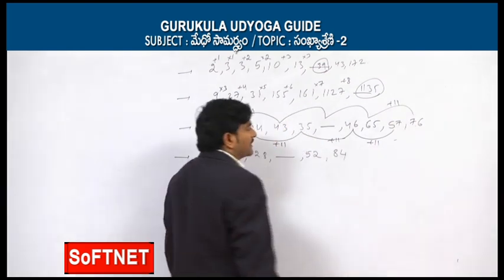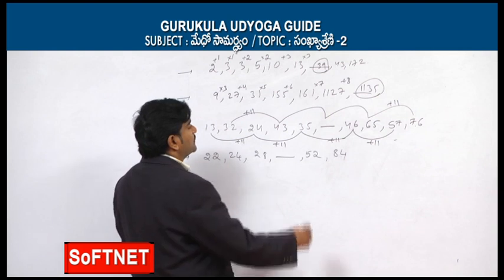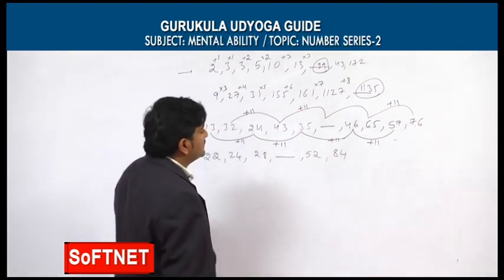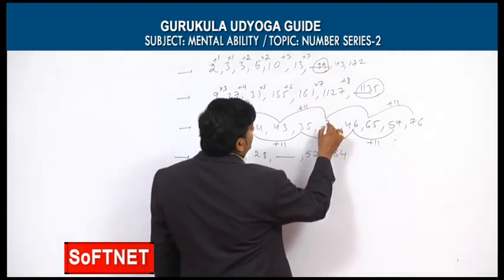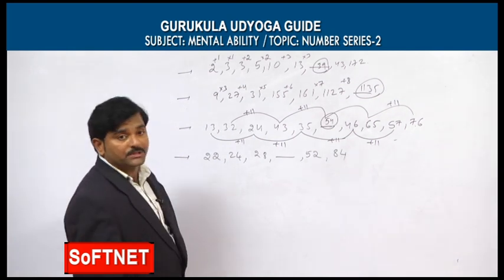It is clear. What we can say? 65 plus 11, 76. Hence, here also we can conclude 43 plus 11. 43 plus 11 means how much are you getting? 54. This is the answer for the required question.